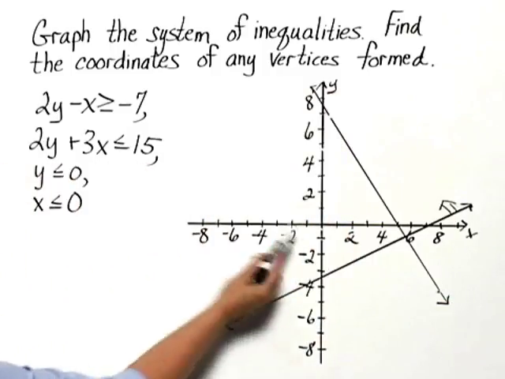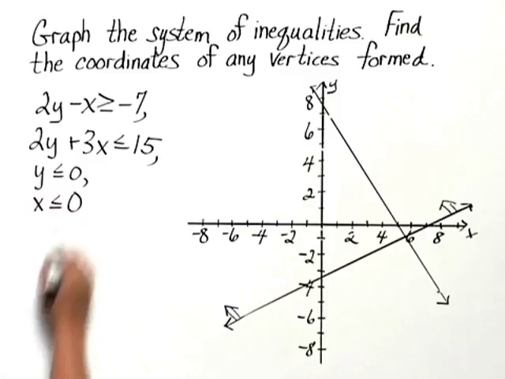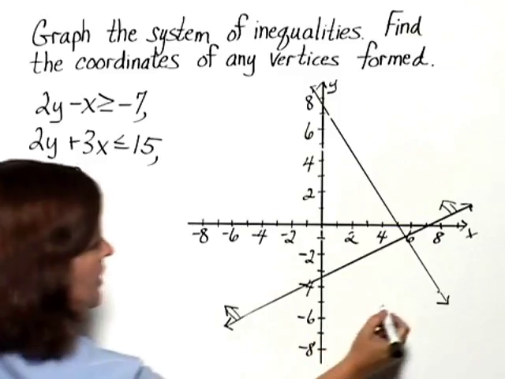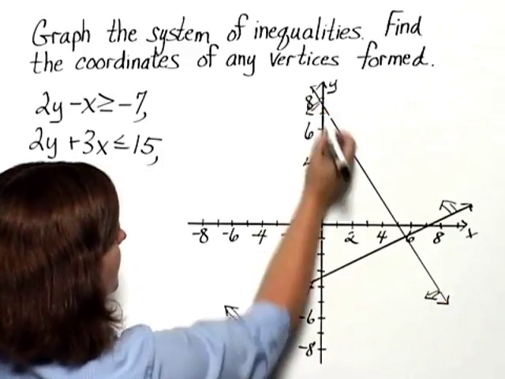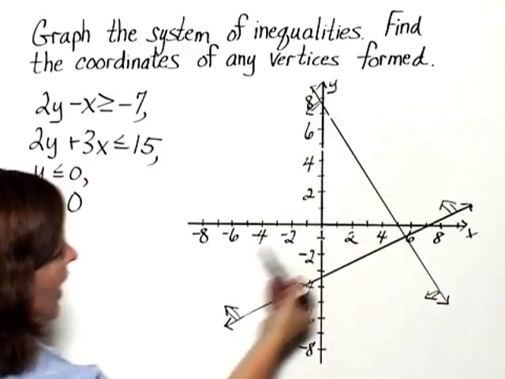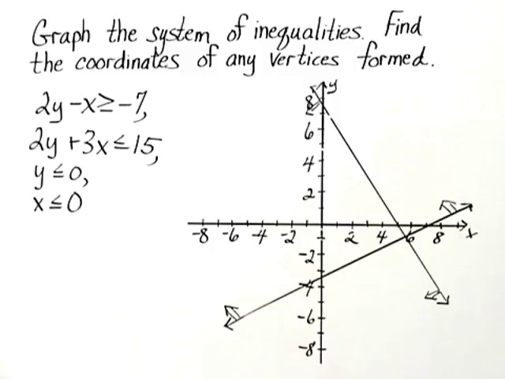Again, let's use the point 0, 0. 0 plus 0 is less than or equal to 15. That's true. So we will graph the side of the line that would contain 0, 0, which would be the half plane below this line.